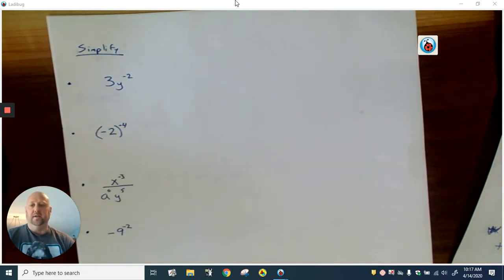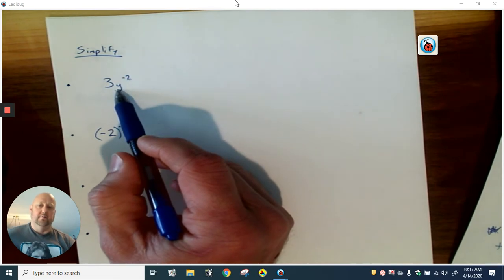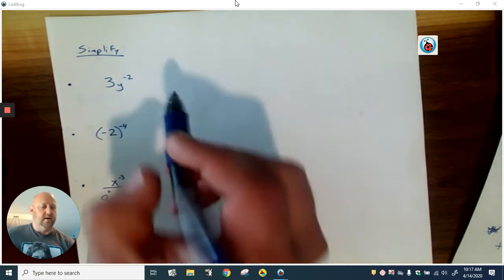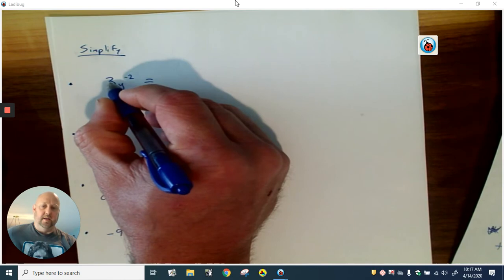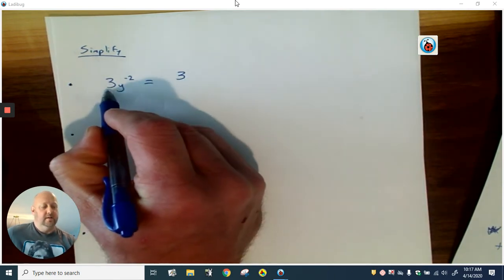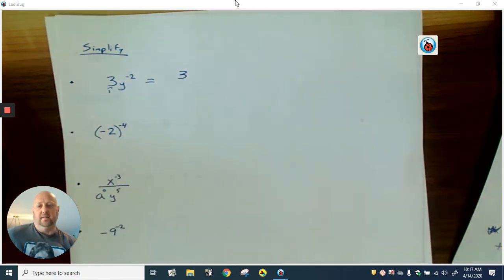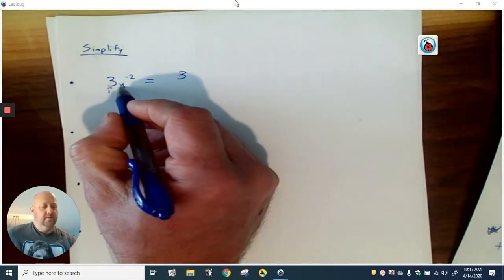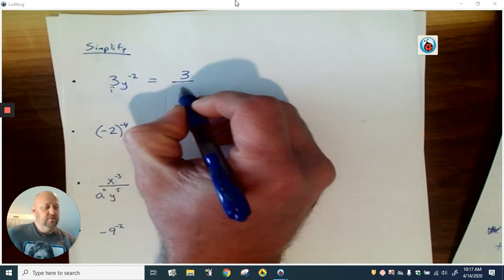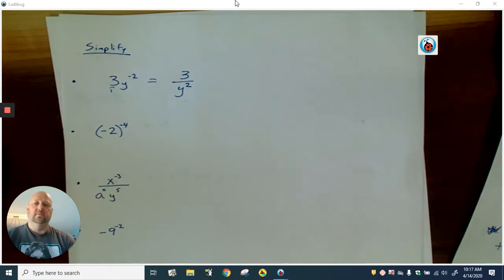If you see 3y to the negative second power, remember that the negative second power is only attached to the y. So that 3, nothing is going to happen to it. That 3 stays exactly where it is, because you can think of 3 as 3 over 1, so it stays in the numerator. But those y's are simply going to get moved to the denominator, and when you move it, you make it positive and you're done.